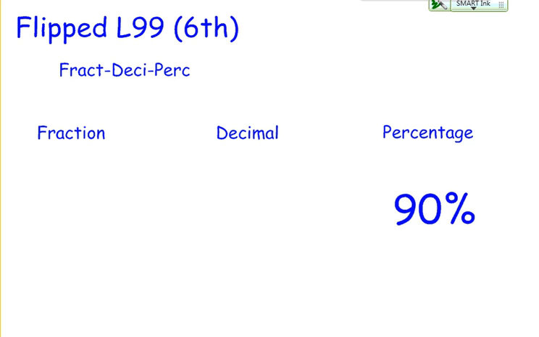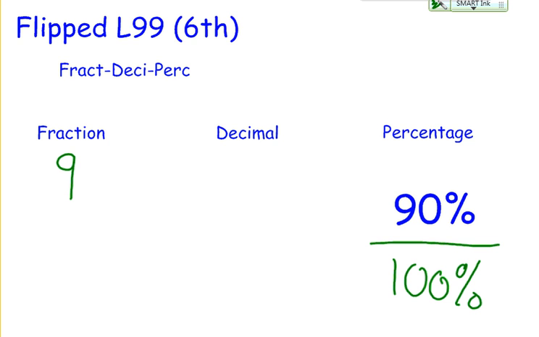Well, you probably are saying, I know percentages are really based off of 100%, and so if I put 90 over 100, I've already developed a fraction. And I can take that fraction, 90 over 100, and reduce it, and so in the end I can get a fraction of 9 divided by 10, just like that.